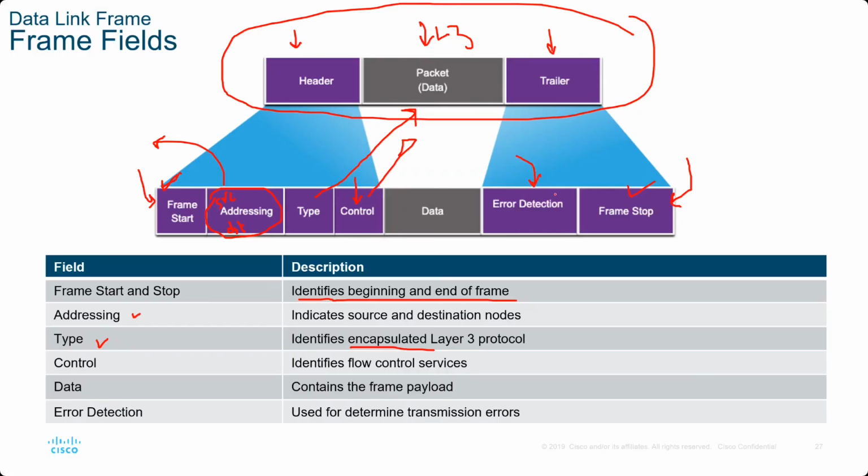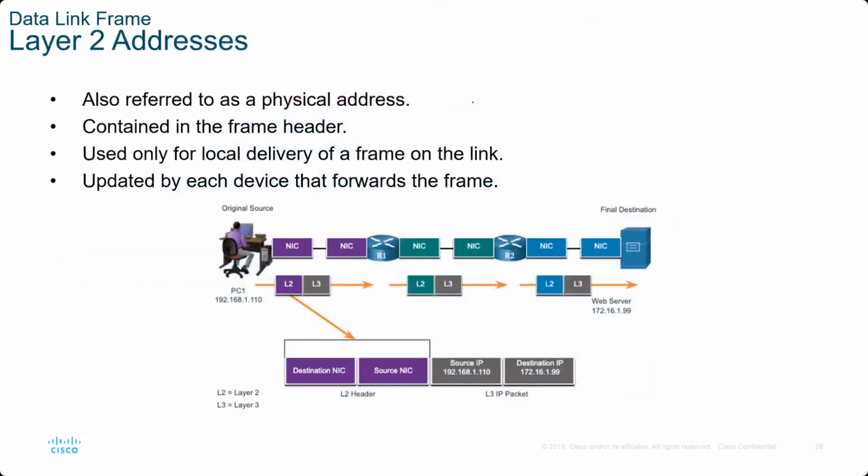How would addressing know the destination MAC address? That is not a question for today's module. We will be covering that in a different module, okay? For now, you just need to know the layer 2 addresses, how do they work, okay?